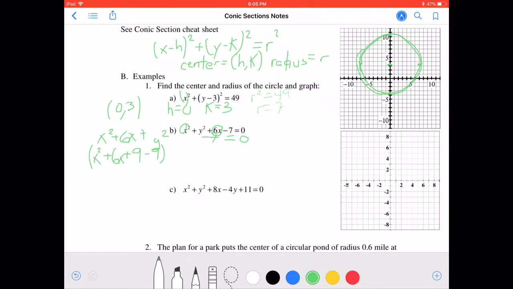Next, we have y. But y doesn't have a linear term like we have the 6x. So y goes inside the parenthesis right away. And we still have this minus 7, and all of that equals 0. So we don't like this.